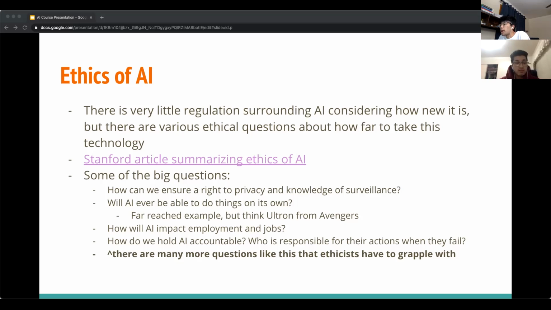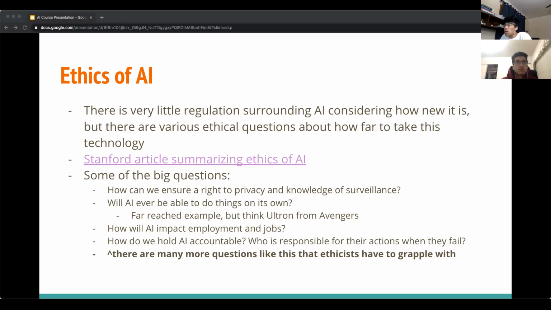Another is how AI will impact employment and jobs. Since we can now automate a lot of jobs, such as cashiers and manufacturers in factories, how can we make sure that these jobs are not being taken away at too high a rate and hurting people in their lives because they don't have jobs?